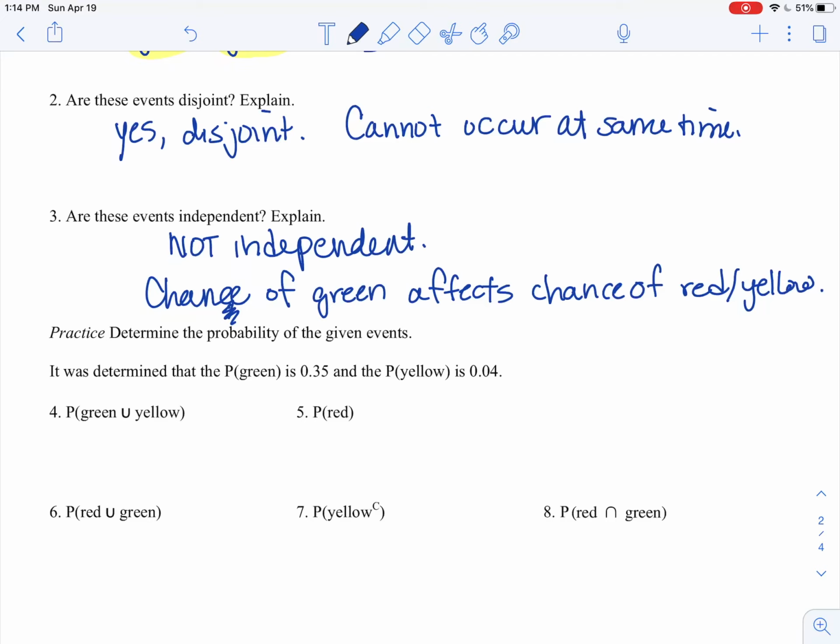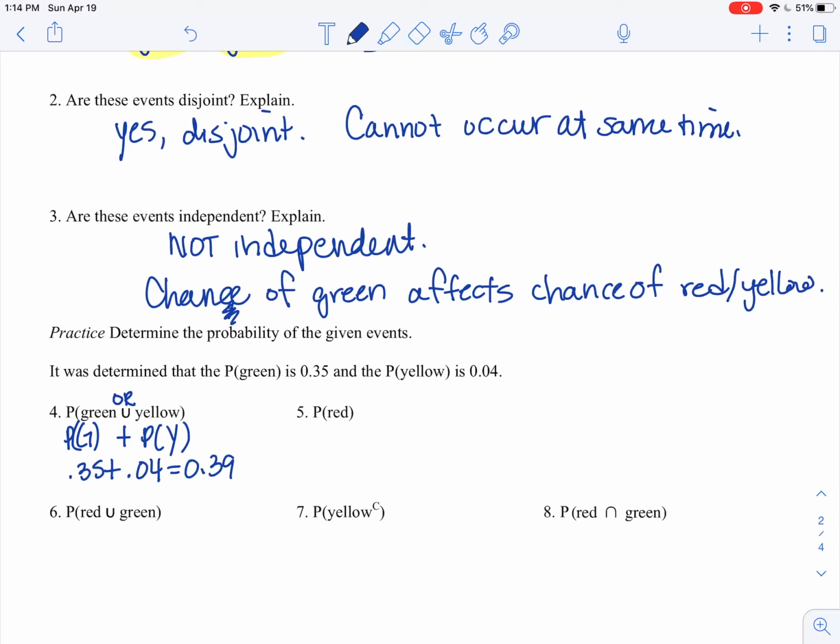So what's the chance of getting green or yellow? Okay, union stands for or, and or stands for add. Because these are disjoint, I can just add my probabilities together. So I take the probability of the light being green and the probability of the light being yellow, and I can just add those together. 0.35 plus 0.04 comes out to be 0.39. Okay, so there's a 39% chance the light is green or yellow.